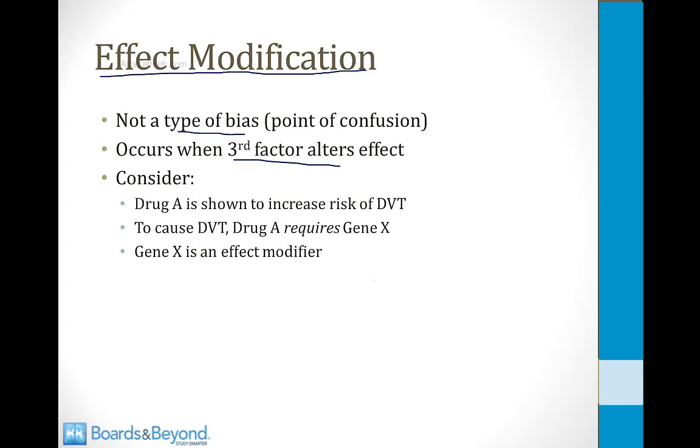So let's consider an example. Suppose drug A is shown to increase the risk of a deep vein thrombosis. But in order to cause a DVT, drug A requires gene X. This means that gene X is an effect modifier of drug A.